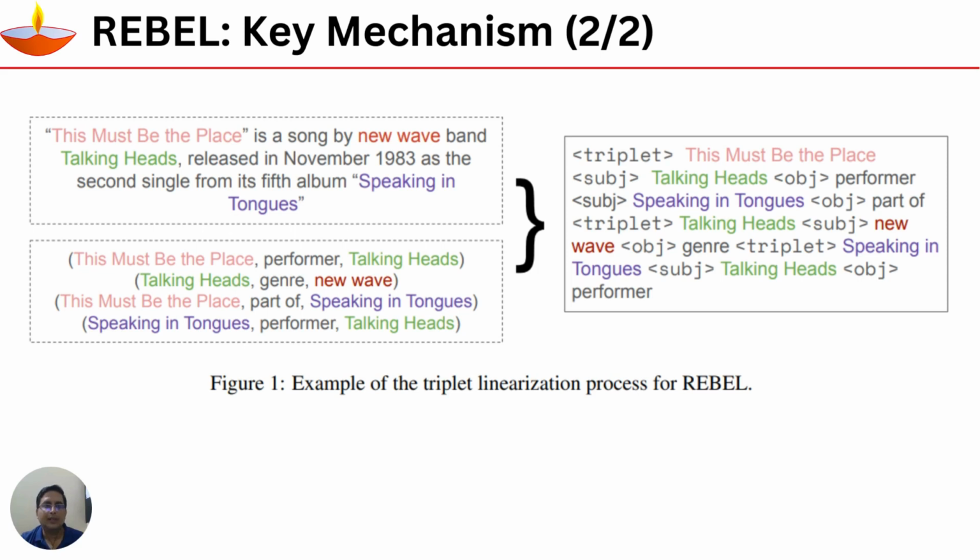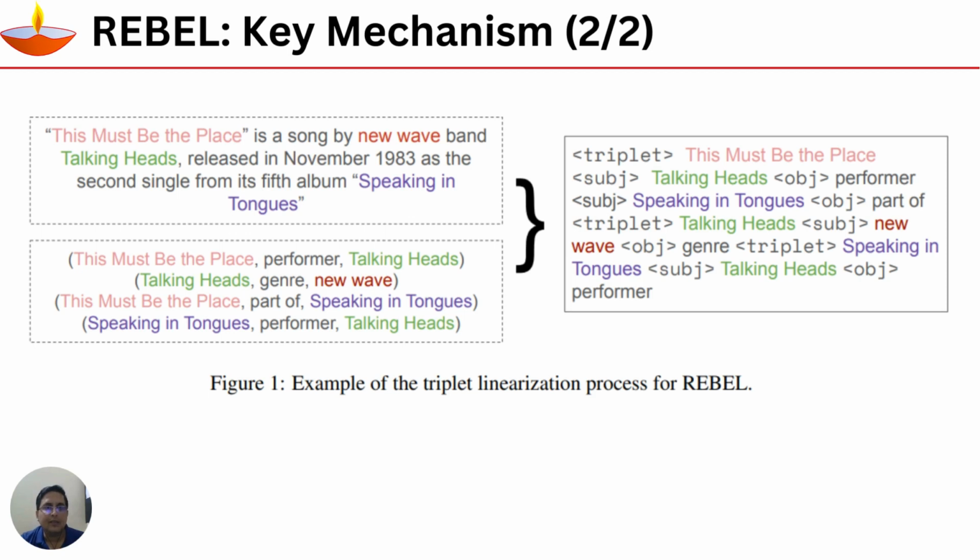Okay, let's see one of the examples from the paper itself. So it says, "This Must Be the Place" is a song by new wave band Talking Heads. So the name of the song is "This Must Be the Place," and the genre of the band is new wave, and the band name is Talking Heads. Okay, and it was released in November 1983 as the second single from its fifth album, Speaking in Tongues.